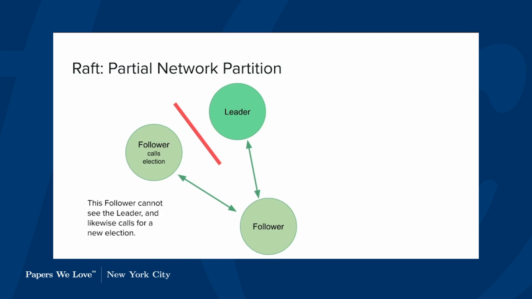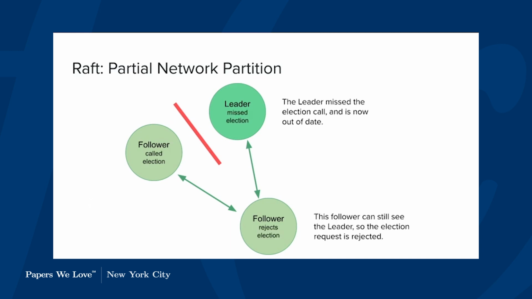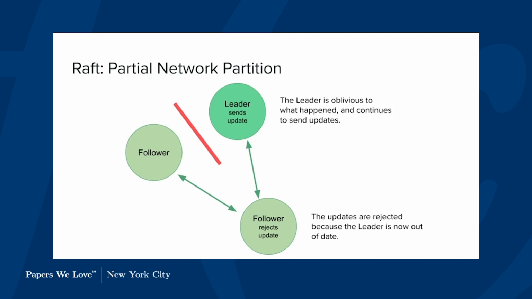election. However, the follower on the bridge that can see the leader is still alive rejects the election because it can still see the leader. Leader's not dead. However, the leader missed the election, and based on how the protocol works, which I'm hand waving over, the leader has now missed important information. It needed to do something to participate in this election that it didn't do, and so now it's out of date. And because it's out of date, the follower on the bridge no longer accepts its updates because the leader is now out of date.